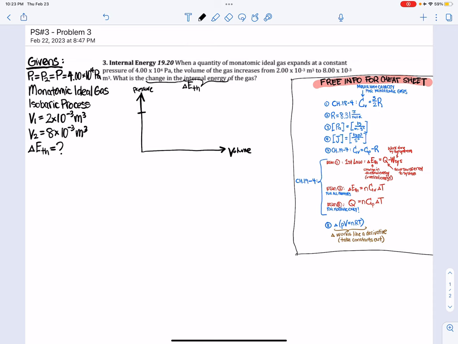All right, so my pressure doesn't change, and that's right here. That's 4 times 10 to the 4th pascals. My initial volume is V1, which is 2 times 10 to the minus 3 cubic meters, right? And I have here my V2, which is my final volume at 8 times 10 to the minus 3 cubic meters.